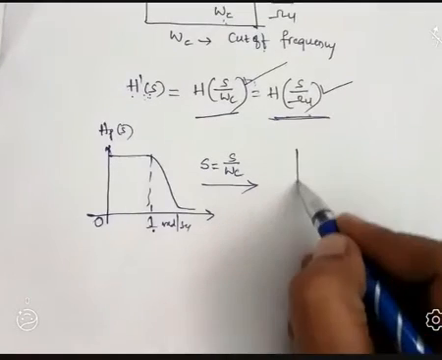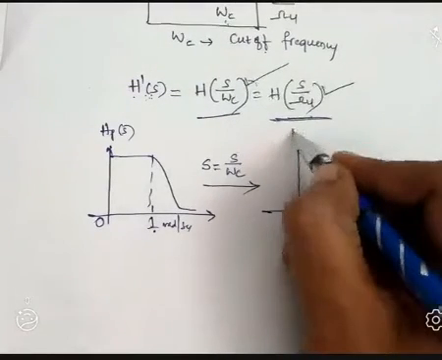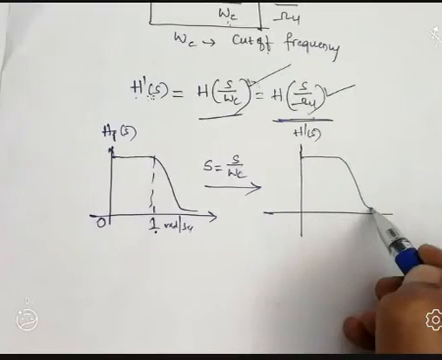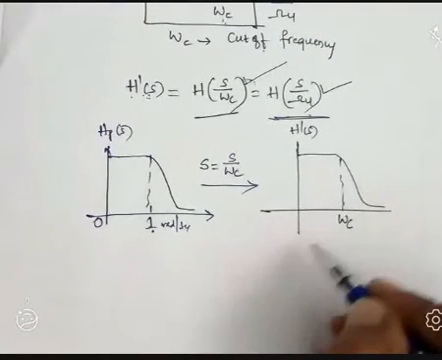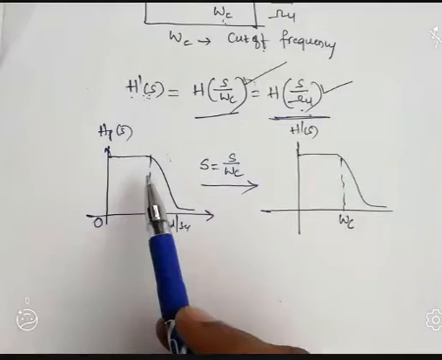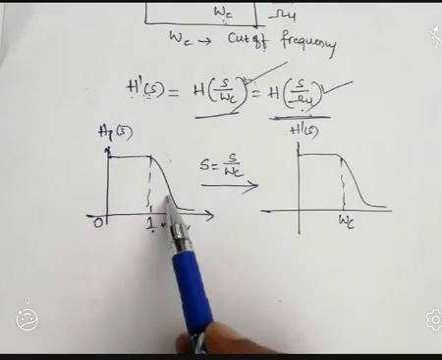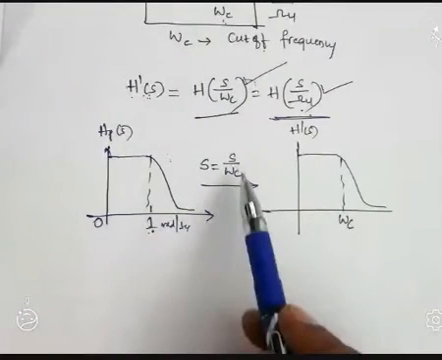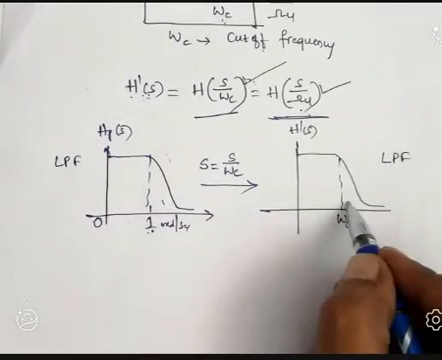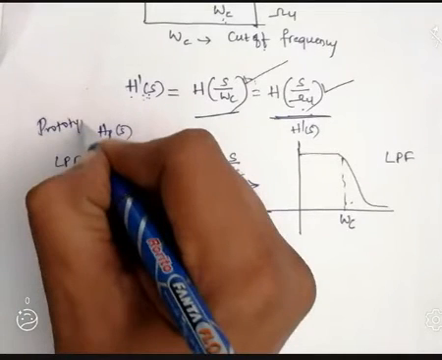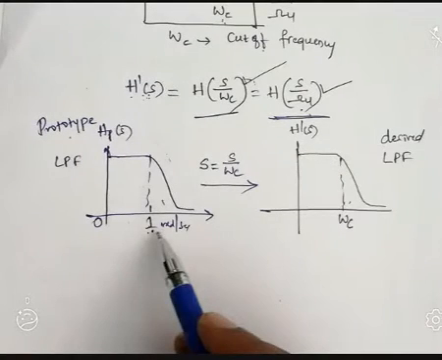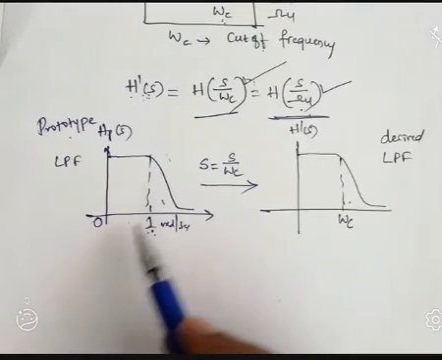Then what we are getting is the characteristics like this: H dash of S, and the cutoff frequency becomes omega C, or we can write omega U. So this is the characteristic of the prototype or normalized low pass filter that has 1 radian per second, replaced by S by omega C. This is also a low pass filter. The difference between these two is that one is of prototype, normalized frequency, and the other is of desired frequency. The normalized low pass filter is transformed to the desired low pass filter.